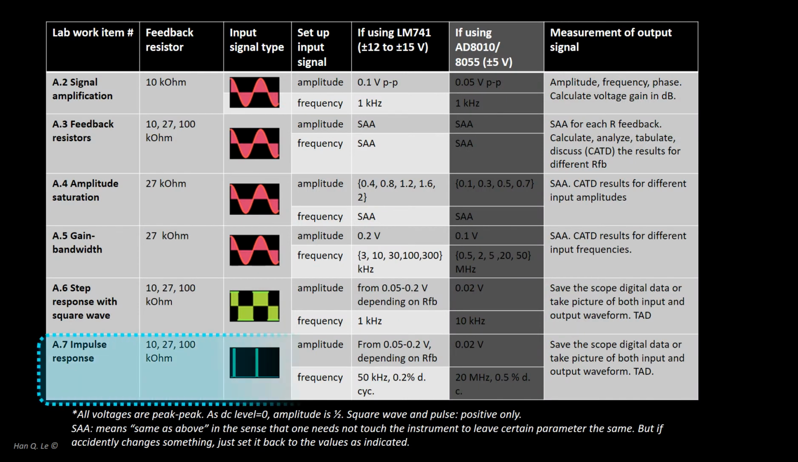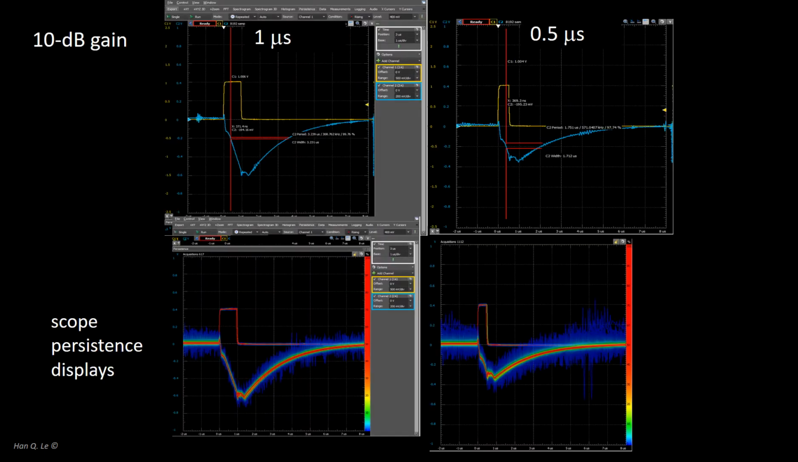Step A7: impulse response, which can be considered as the derivative of the step response. It gives another perspective on the time response of the amplifier. Impulse response is the output of a short-duration input pulse that represents a Dirac delta function. Shown here are examples with input square pulses of 1 microsecond and 0.5 microsecond square pulse inputs.